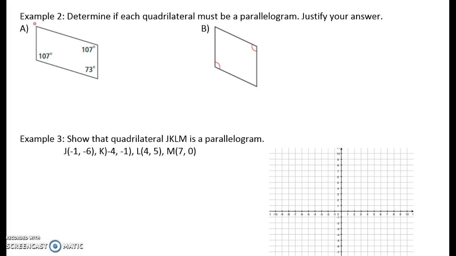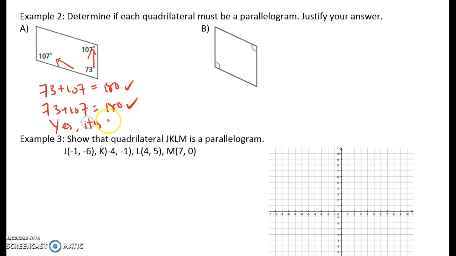All right? So let's take a look at the 73. Notice we've got two consecutive angles that are right next to that 73. So just check, right? Are those consecutive angles supplementary? Well, 73 plus 107 does add up to 180. So that checks. So yes, it's a parallelogram, right? Because one angle is supplementary to both its consecutive angles, right?